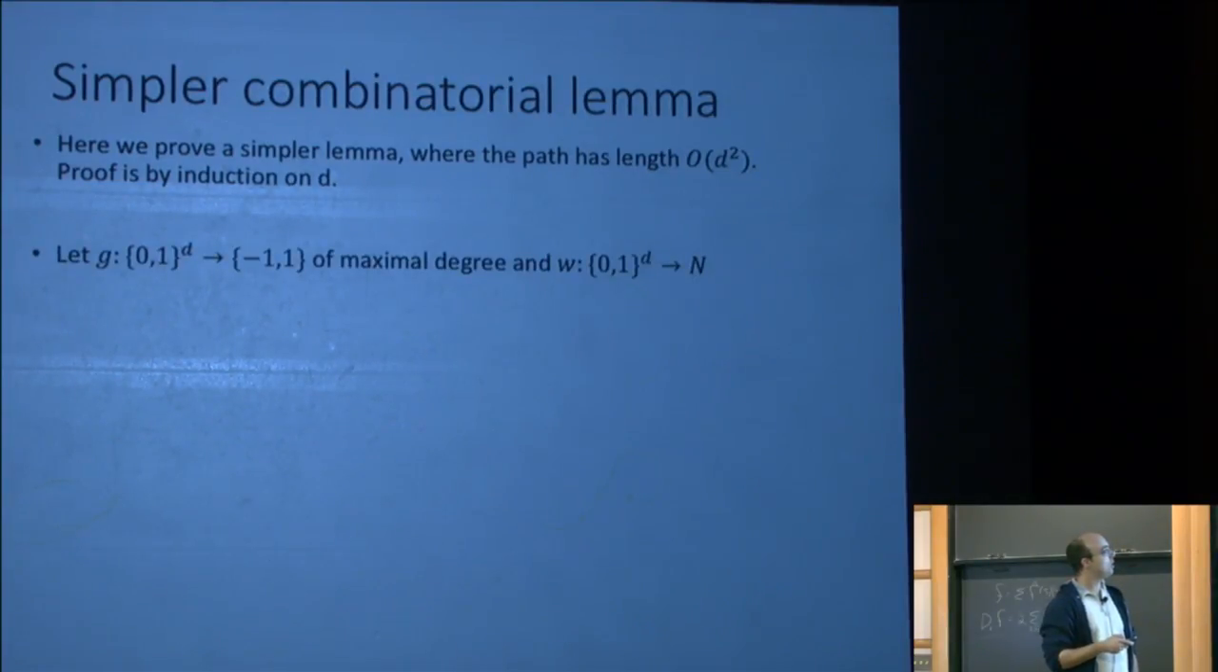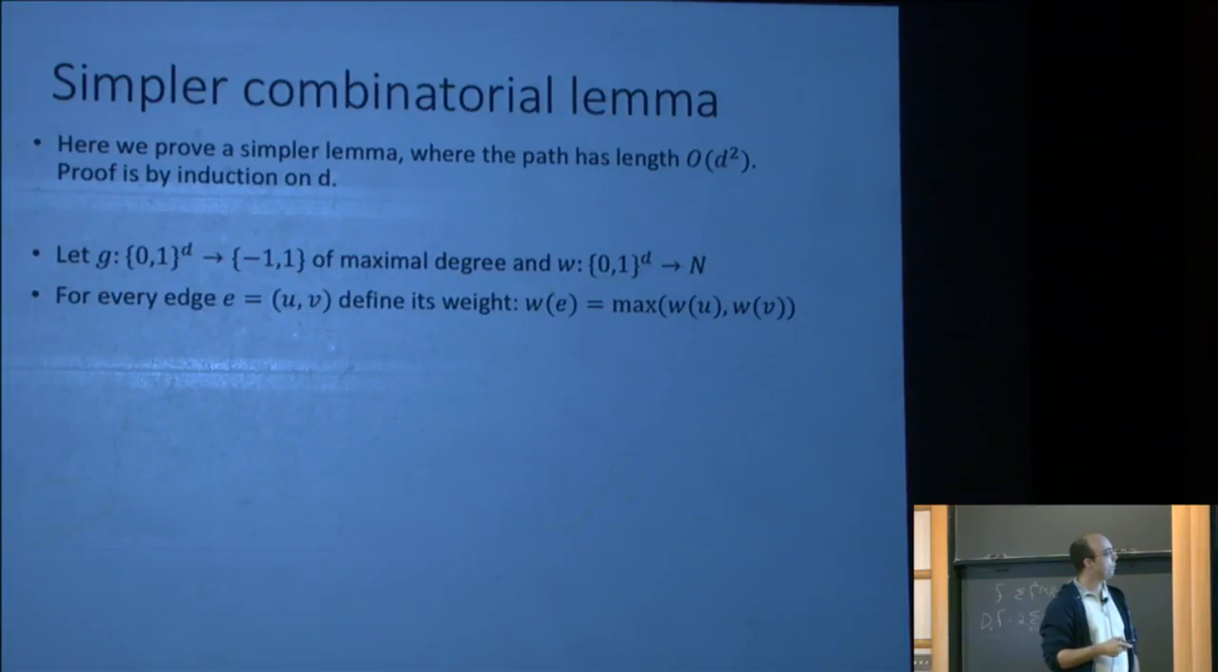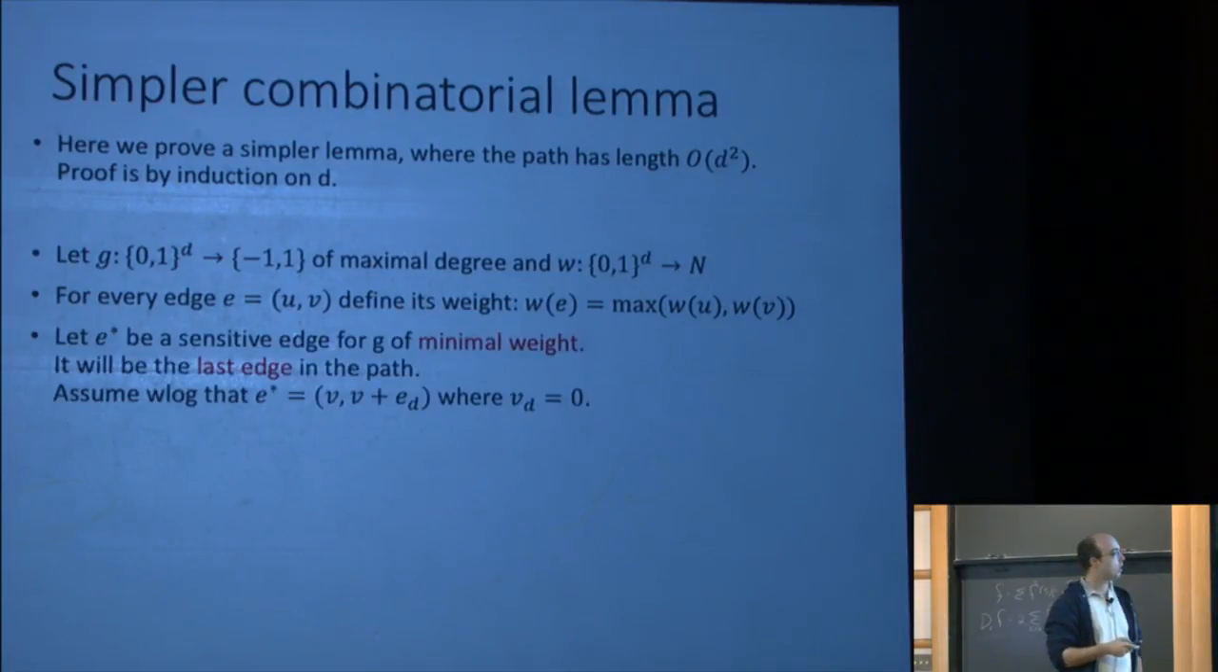We're going to use induction on D. So we have a Boolean function on D bits and some arbitrary weight function. For every edge in the Boolean cube, let's define its weight: just the maximal weight of the two endpoints. Let me choose a sensitive edge for this Boolean function G that has minimal weight. I'm going to construct this path from the end to the beginning. This is going to be the last edge in the path.